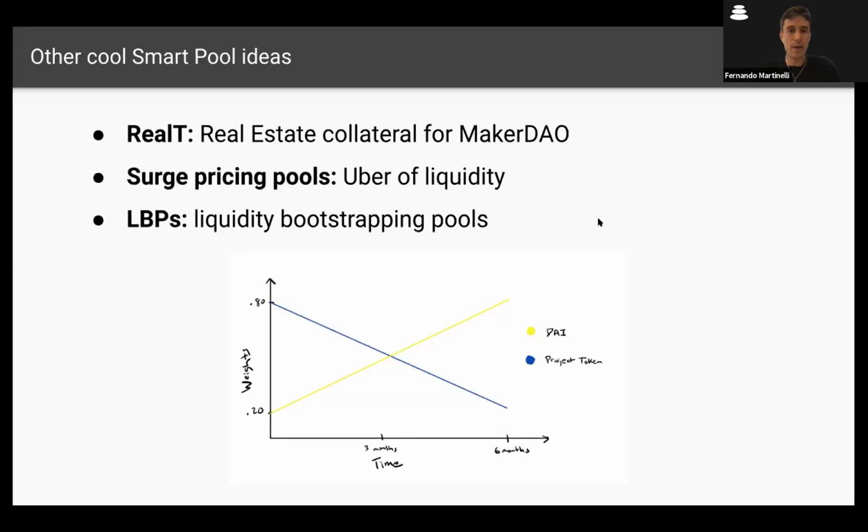So that's all. I think that's a very brief overview of how I think Balancer can be useful for MakerDAO as collateral, and also the BPTs, which could be anything. So happy to answer any questions you guys might have.